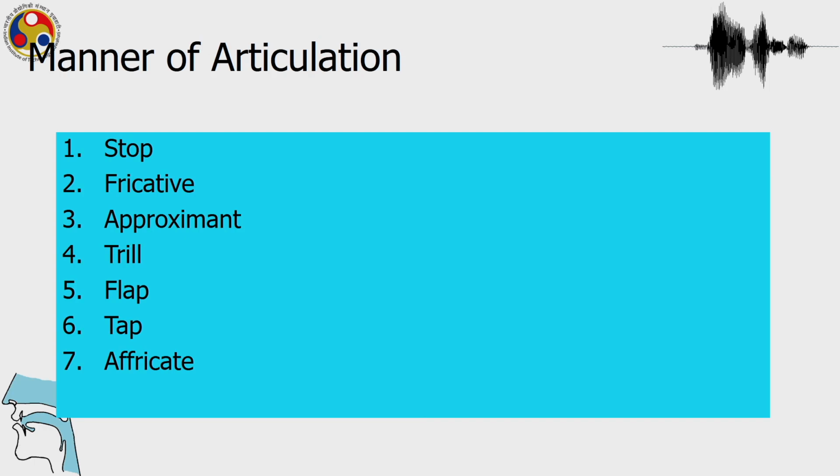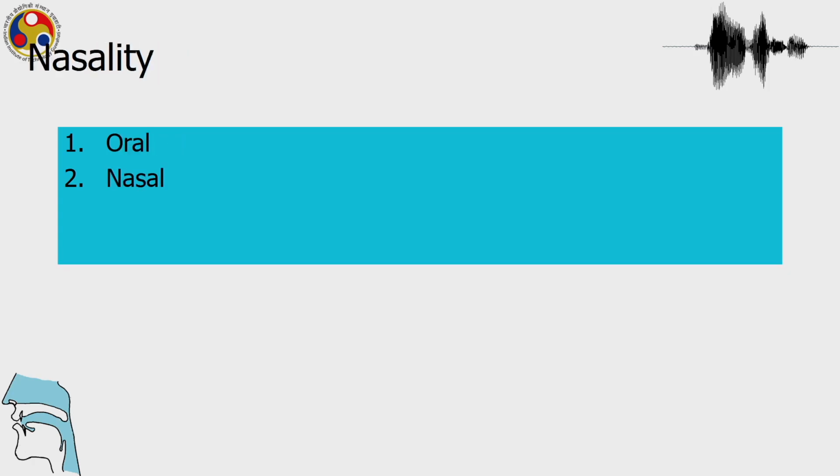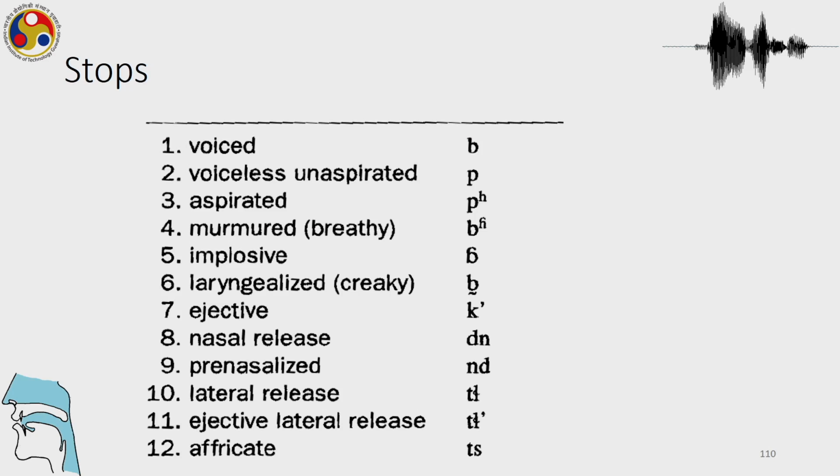Manner of articulation could be stop, fricative, approximant, trill, flap, tap and affricate. Centrality, and you can have both central and lateral sounds. Nasality, you can have both oral and nasal sounds. And among stops, these are the different kinds of stops which are possible. We can have voiced stops, voiceless unaspirated, aspirated, murmured, breathy sounds, implosives, laryngealized or creaky sounds, which we will see in the phonation part.